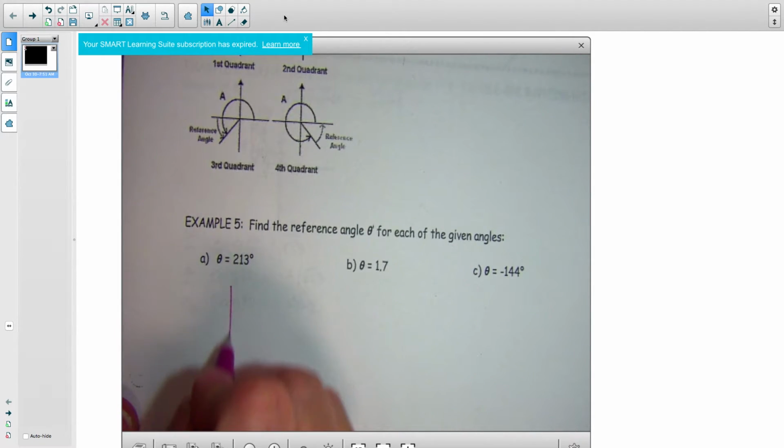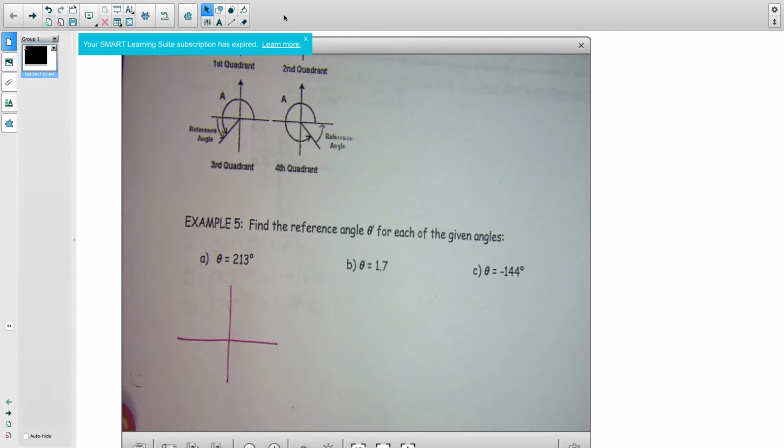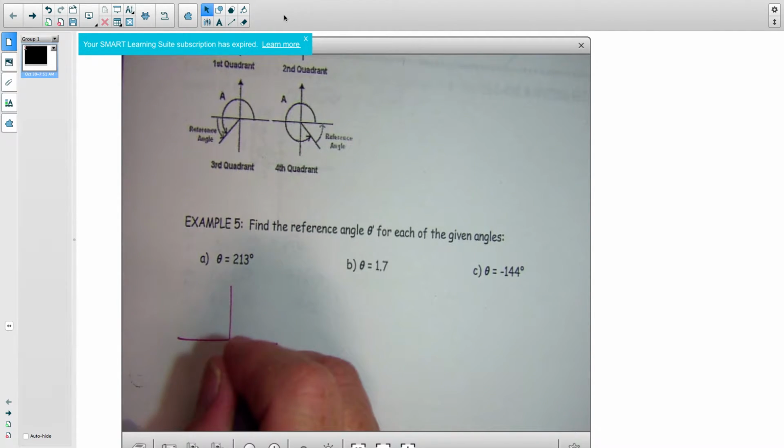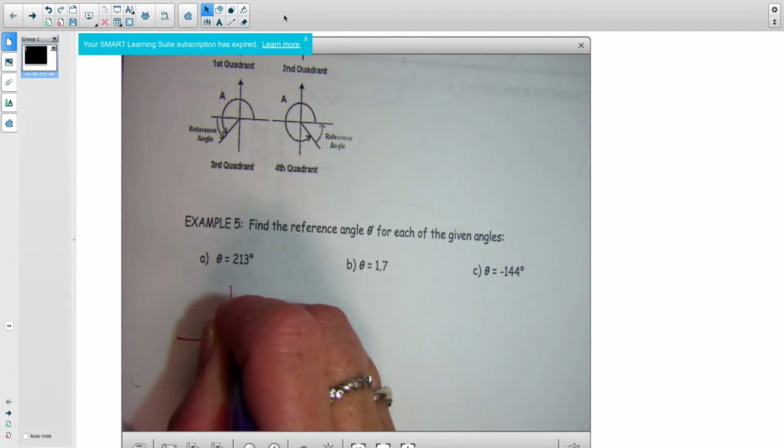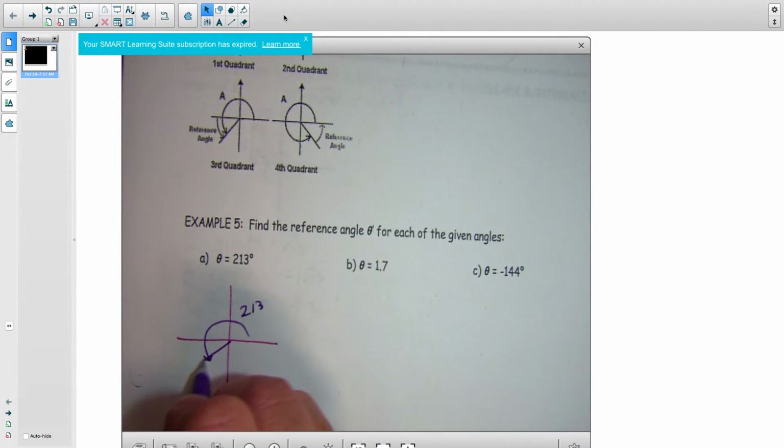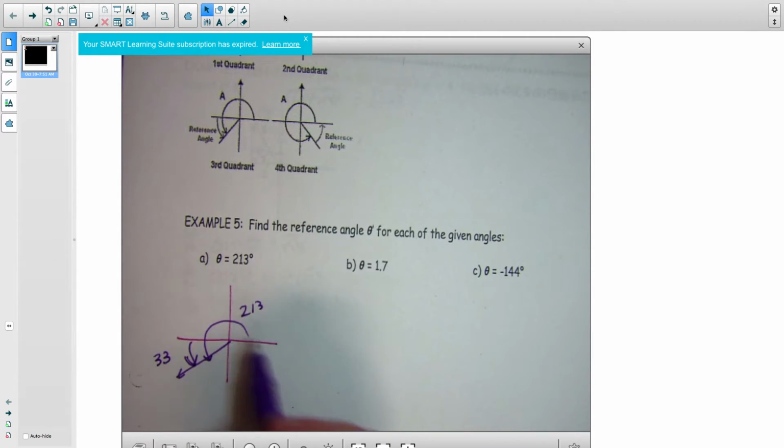So 213. Where does 213 fall? Down here. So 213 goes here. Its reference angle is right here, which is 33. It's actually, it takes me to 180. I go, here's 180. So 180 plus what? So it's 213 minus 180.